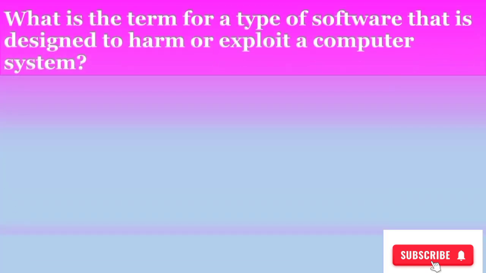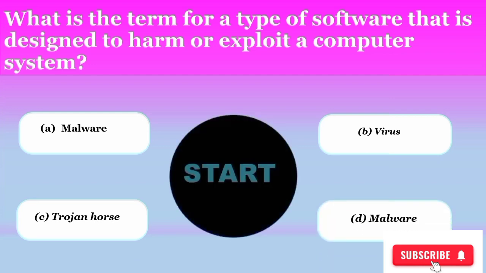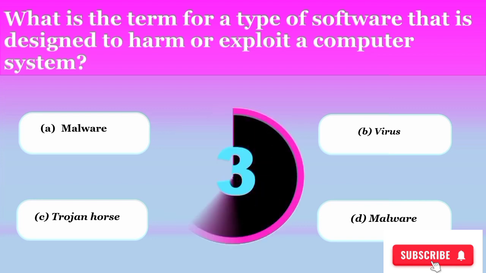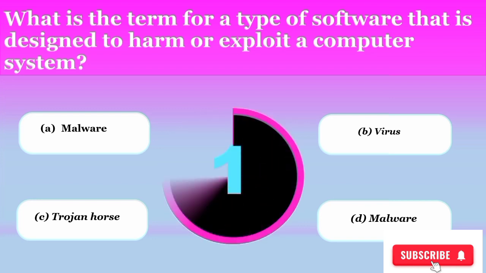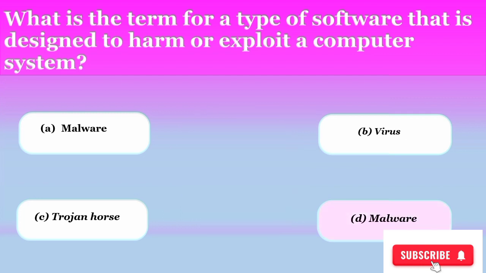What is the term for a type of software that is designed to harm or exploit a computer system? A. Malware. B. Virus. C. Trojan horse. D. Malware. The correct option is option D, malware.